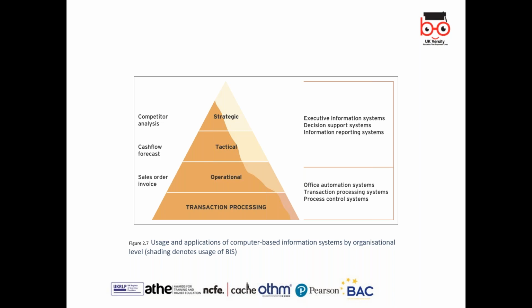So this is a pyramidal structure, where we can see that at the bottom we have transaction processing. Then we have operational, technical, and strategic. So each of these stages all work together in order for the business to be able to process information and deliver a good quality of service.